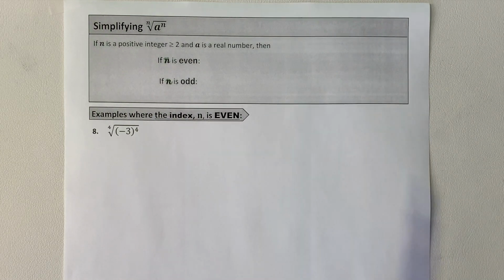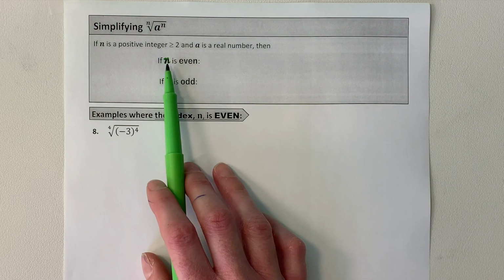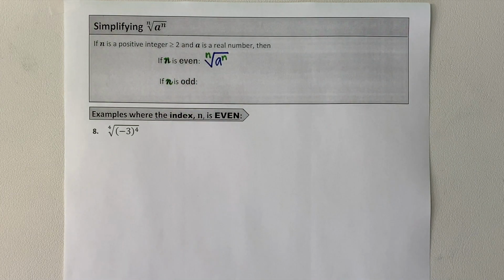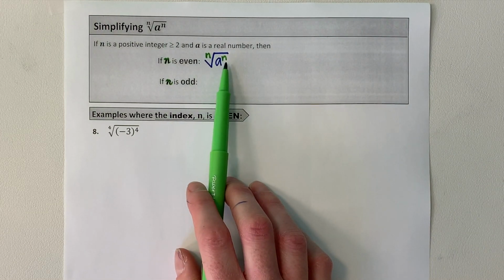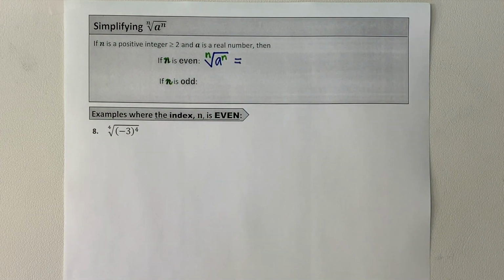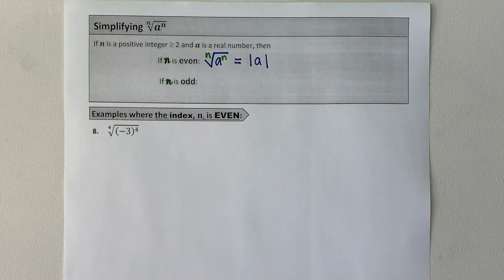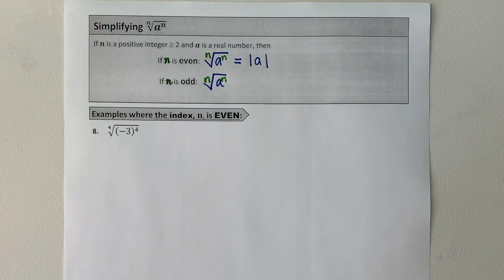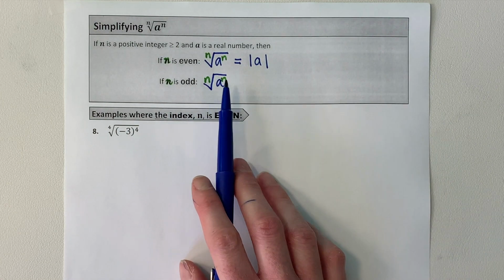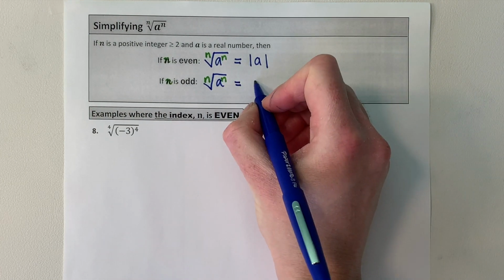Remember that we've used n to represent our index. If the index n is even, and if you have a special situation where the index matches the exponent underneath the radical, then this is equal to the absolute value of a. If, on the other hand, the index n is odd, when you have the special situation where the index matches the exponent underneath the radical, this is equal to a.